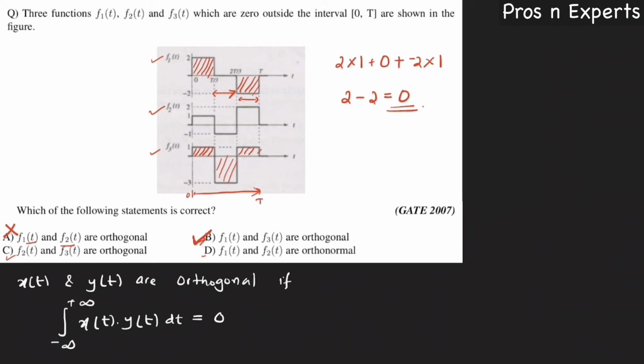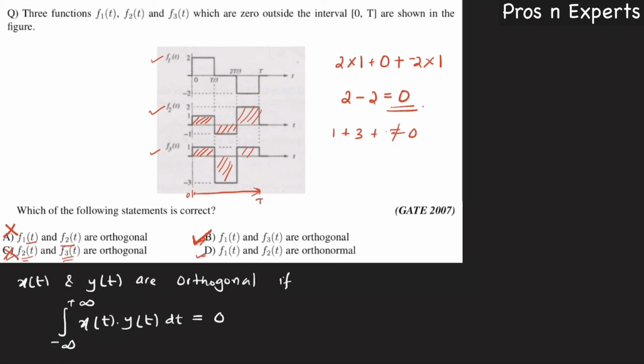Option C says f2 and f3 are orthogonal. So f2 into f3 gives 1 into 1, which is 1, plus minus 1 into minus 3, which is plus 3, plus a positive value into a positive value. This is not going to be 0. So option C is also wrong.